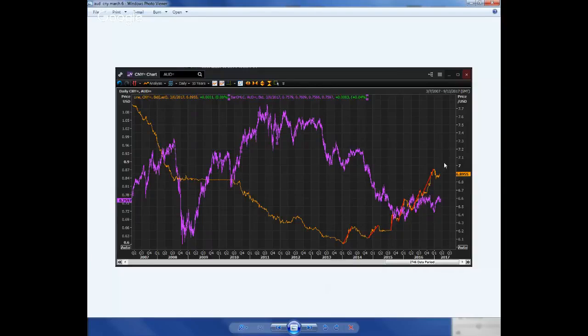What does it have to do with Australia? Well, I've used for a long time the trading value, and more importantly, the trend of the yuan as the most reliable indicator of what's going on with the Chinese economy.